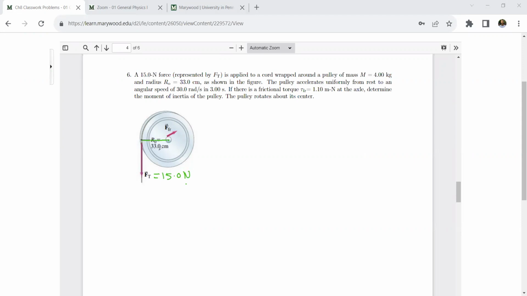and R0 is given. The radius of this disc is given. And the mass of this disc is also given, 4 kilogram. And then what else is given? The pulley accelerates uniformly from rest to an angular speed of 30 rad per second in 3 seconds. Now it also says that the frictional torque is given. What is the moment of inertia of the pulley? Now it's not a regular disc.